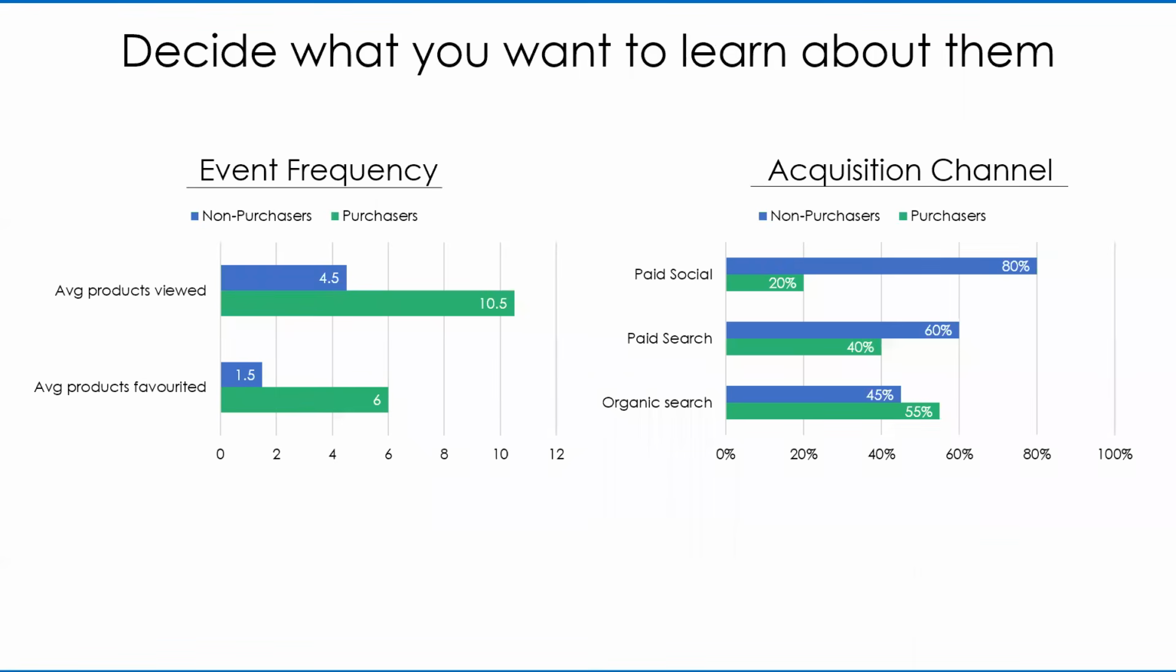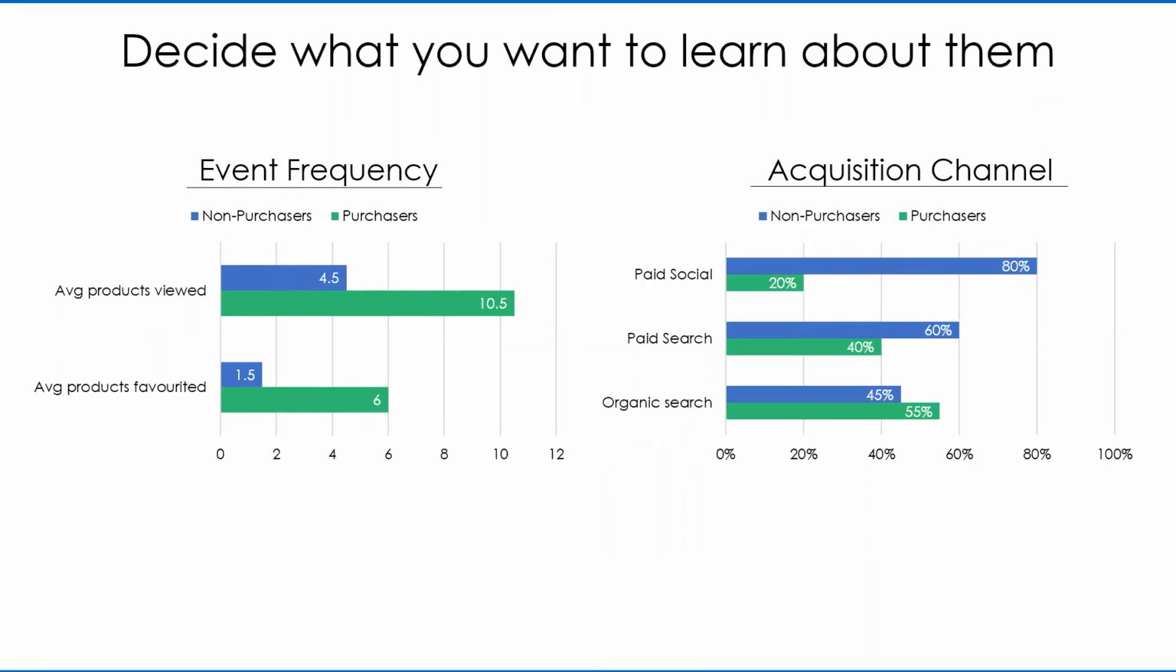Then you would decide what you want to learn about these two different groups, and you can look at them side by side. So on the left, here's an example of looking at events and their frequency for each of these groups. I'm looking at the average products viewed for someone who bought something versus someone who didn't. People who bought something viewed an average of 10.5 products, while people who didn't buy something viewed an average of only 4.5. I can also look at the number of products they tend to favorite, which is still lower for non-purchasers than purchasers.